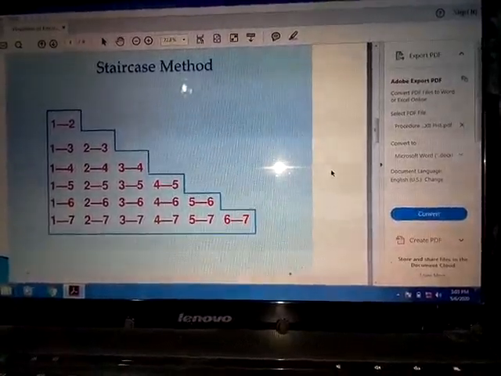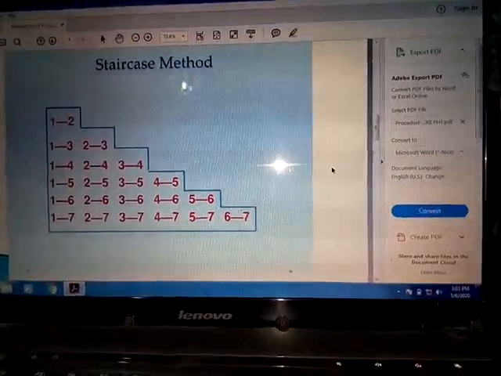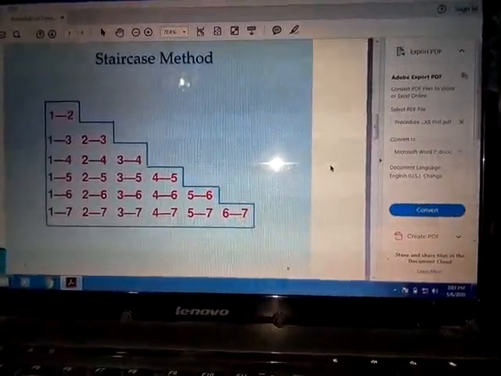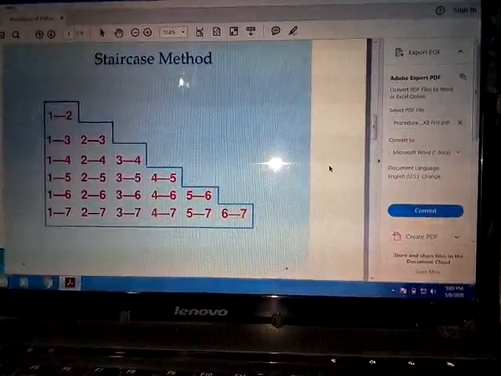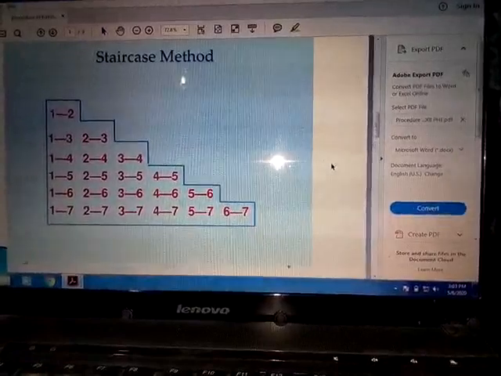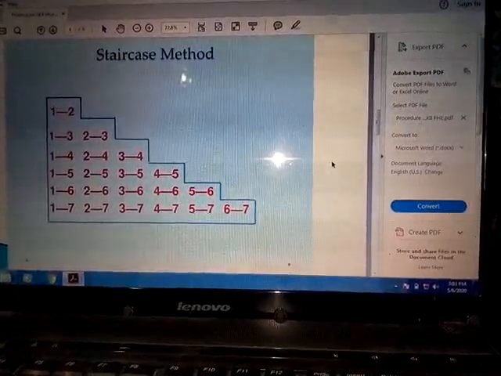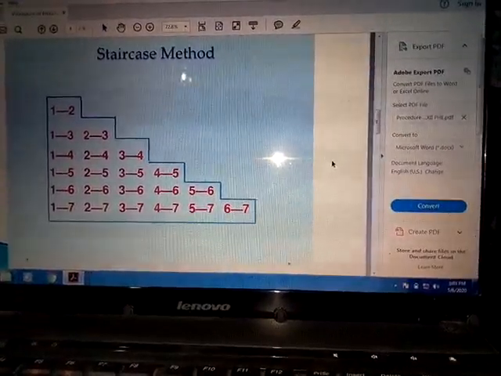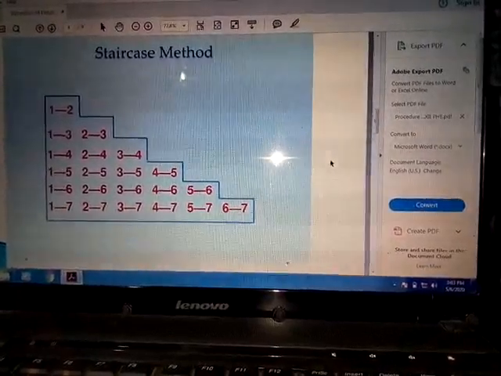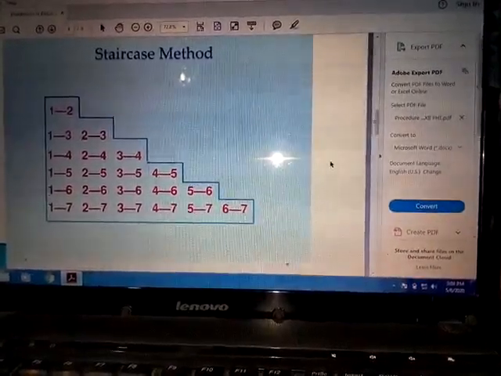You can see in this slide we have taken the example of 7 teams. If there are 7 teams, then the number of rounds will be 6. You can count the 6 ladders there. You can see the first team has played with the second, first has played with the third, first has played with the fourth, first has played with the fifth, first has played with the sixth, and first has played with the seventh. In the same way they have played the matches. So it is a very easy method to fix the matches in the staircase method.